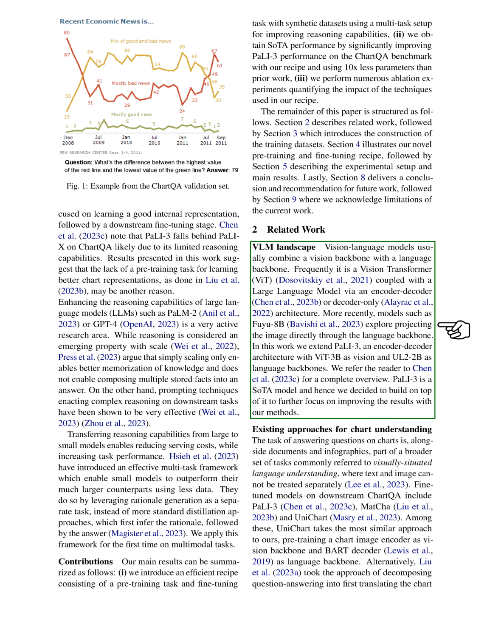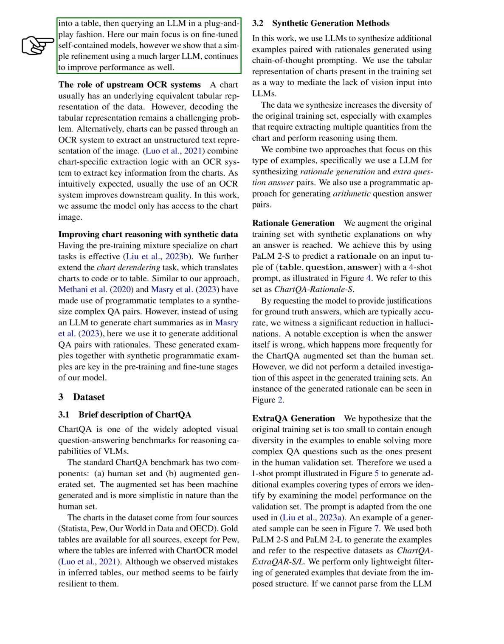In the realm of vision language models, the combination of a vision backbone with a language backbone is common. Models like Poly3, which we build upon in this work, typically utilize a vision transformer coupled with a large language model. Existing approaches for chart understanding involve fine-tuned models like Poly3, Matcha, and UniChart, each with unique strategies to tackle visual question-answering tasks. While our focus is on refining self-contained models, we demonstrate that leveraging a larger LLM can further enhance performance.